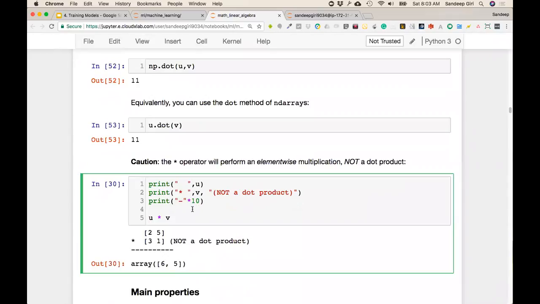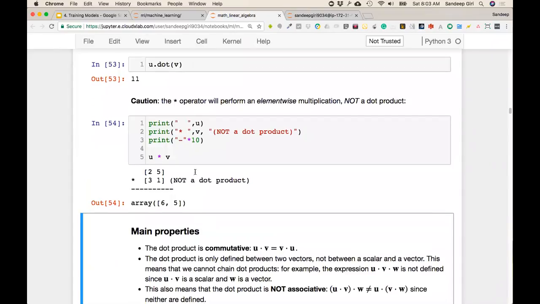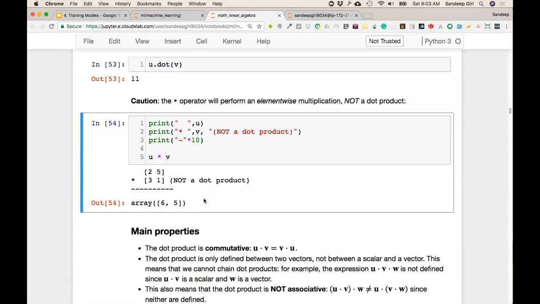Okay. So please note that the asterisk operation will perform element-wise multiplication, and it is not the dot product. Here it's going to basically multiply, but it is not going to sum, and this is the difference between asterisk and dot. Asterisk results in another vector, while dot results in a scalar value.